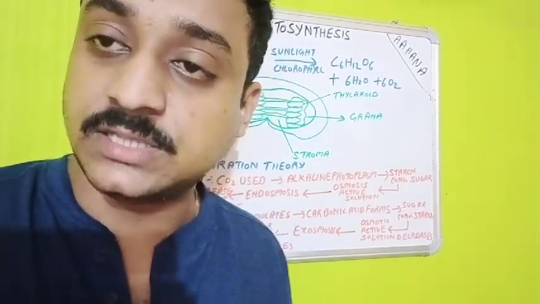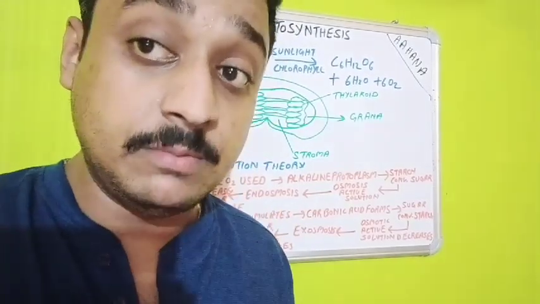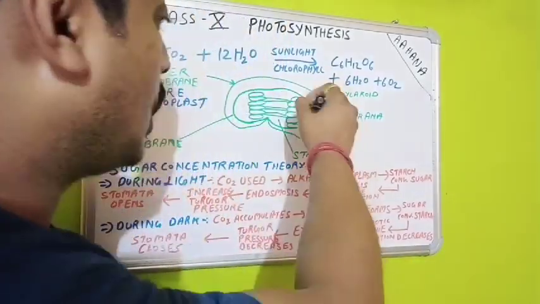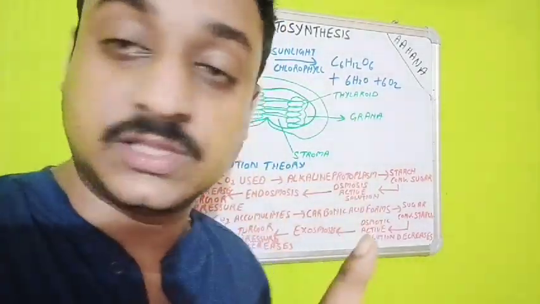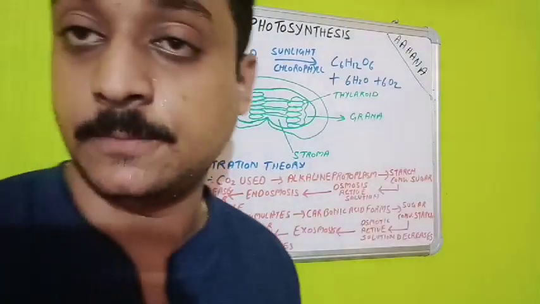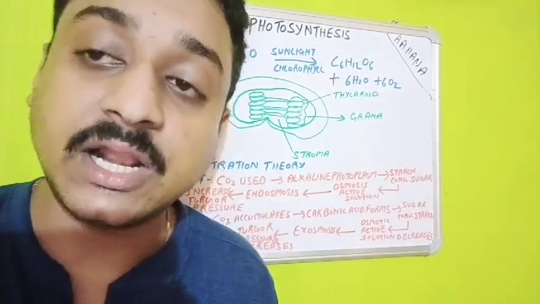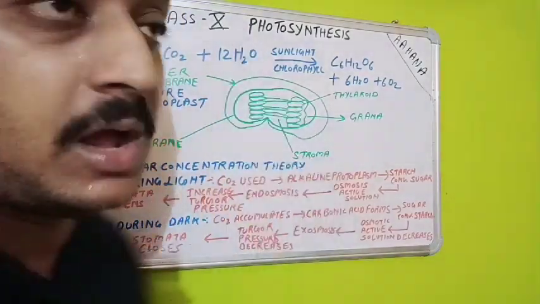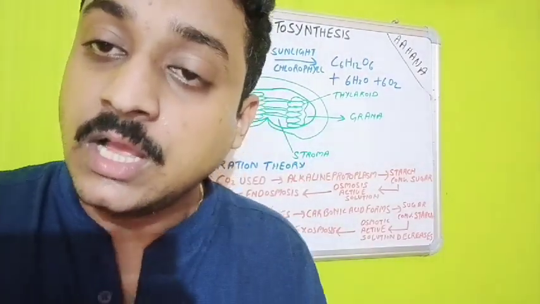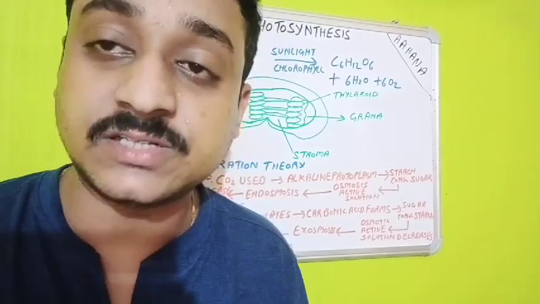Means photosynthesis, light reaction of photosynthesis will be taking place in the thylakoid. Dark reaction of the photosynthesis will be taking place in the stroma. Light reaction of the photosynthesis will be taking place in the thylakoid and dark reaction will be taking place in the stroma. Now what is this stroma? The clear liquid present in the chloroplast is called as stroma.